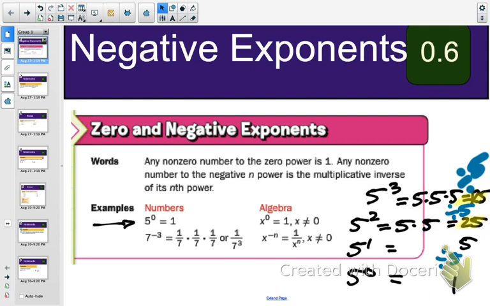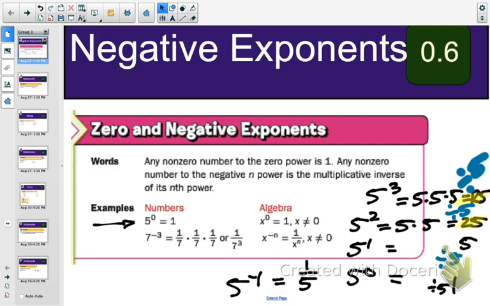Okay, and then I go down here. If we go down even further, 5 to the negative 1, we're going to continue dividing by 5. So 1 divided by 5 is just 1 over 5, or 1/5. Okay, so that's kind of the logic behind negative exponents as well as zero exponents.